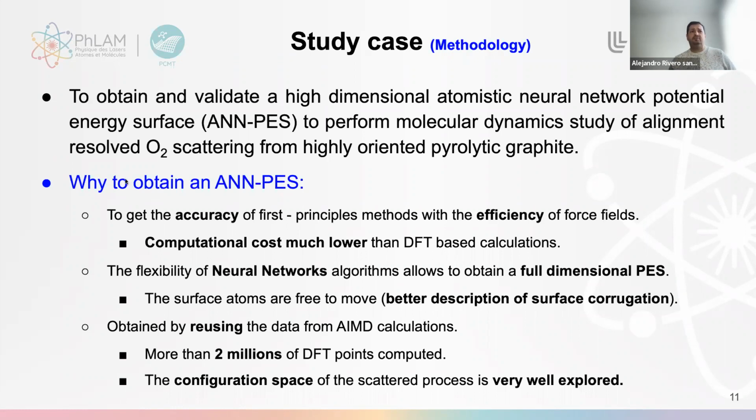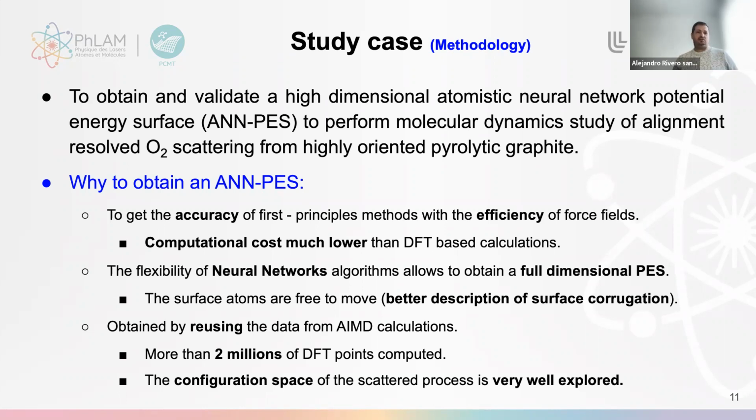The question here is why obtain a neural network PES? Well, the answer is to get the accuracy of the first principle method with the efficiency of force fields. As you know, the computational cost using the neural network PES is much lower than DFT-based calculation. Also, the flexibility of the neural network algorithm allows us to obtain a full dimensional PES. So we take into account all the degrees of freedom of the system, and the surface atoms are free to move.